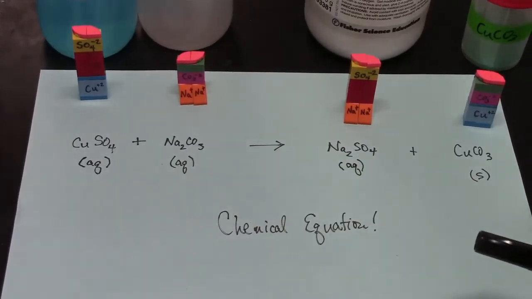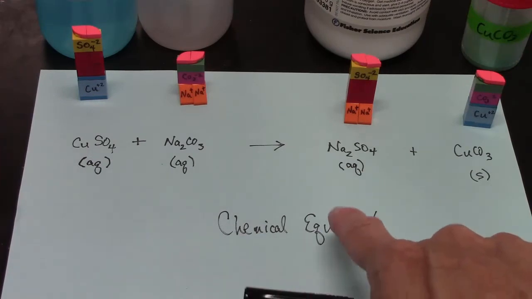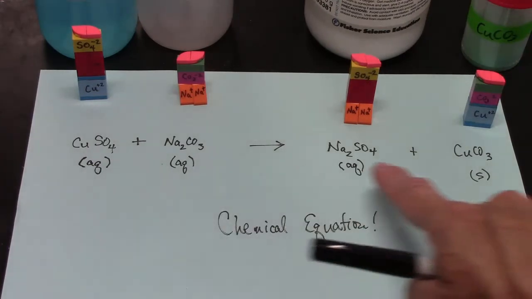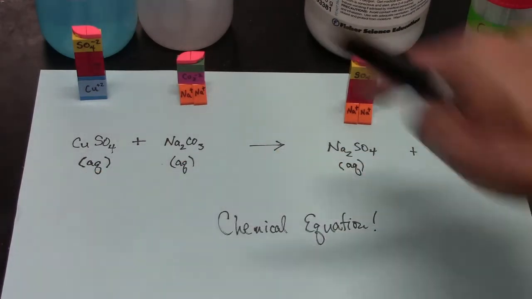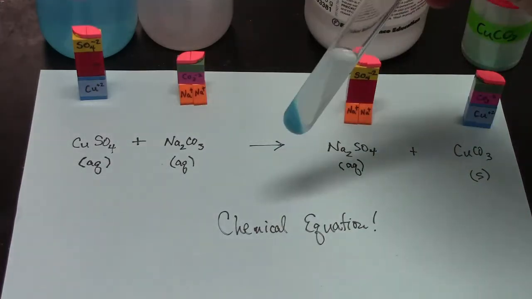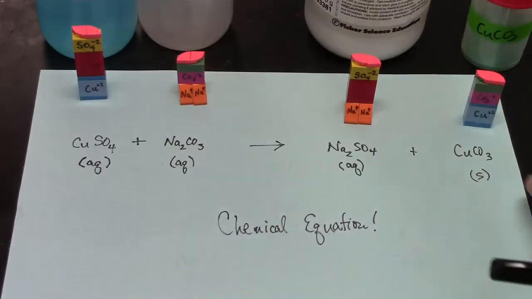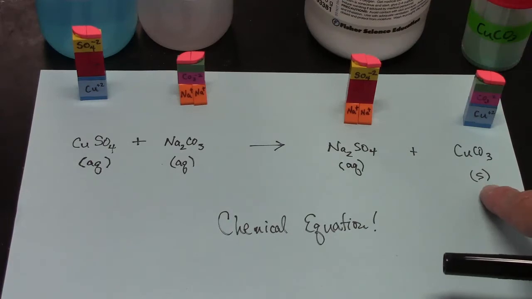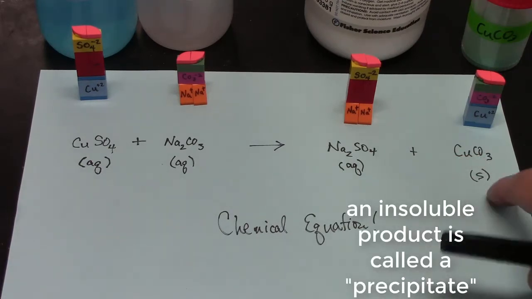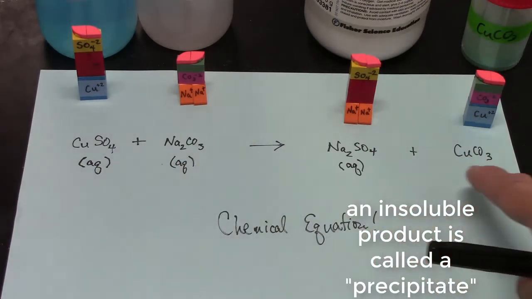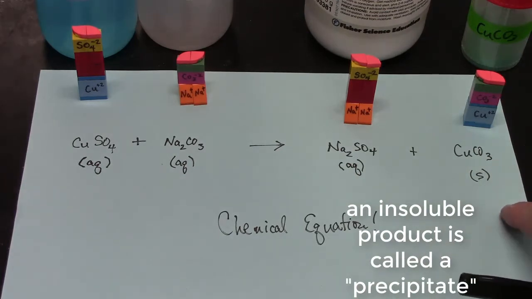This string of symbols is a chemical equation. It is immensely powerful. It describes what happened in the test tube. It allows you to predict, will there be an insoluble product? Will I see a solid? The symbolic language of chemistry helps you predict that.